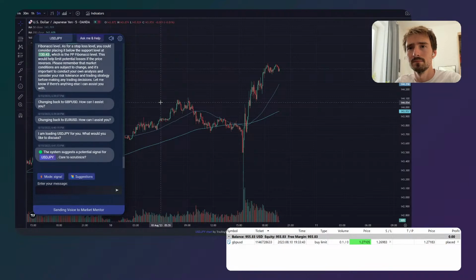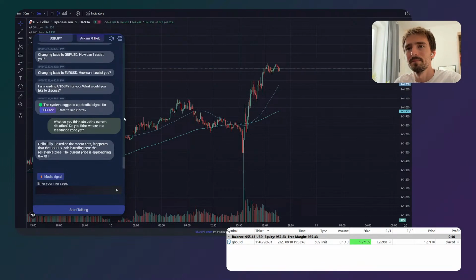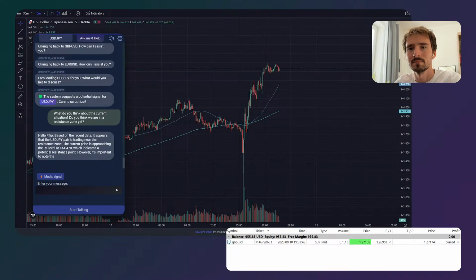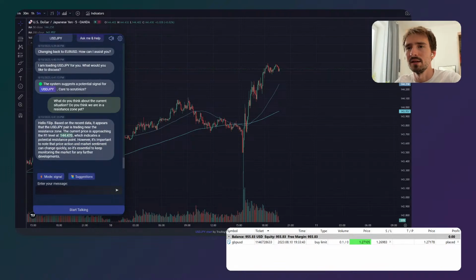Signal for USD JPY. We just got the signal for JPY. Nice. Hello, Philip. Based on the recent data, it appears that the USD JPY pair is trading near the resistance zone. Yeah, I'll take a look at the BTC in a second. The price is approaching the R1 level at 144.470, which indicates a potential resistance point. So we've got the resistance over here. It's important to note that price action and market sentiment can change quickly.